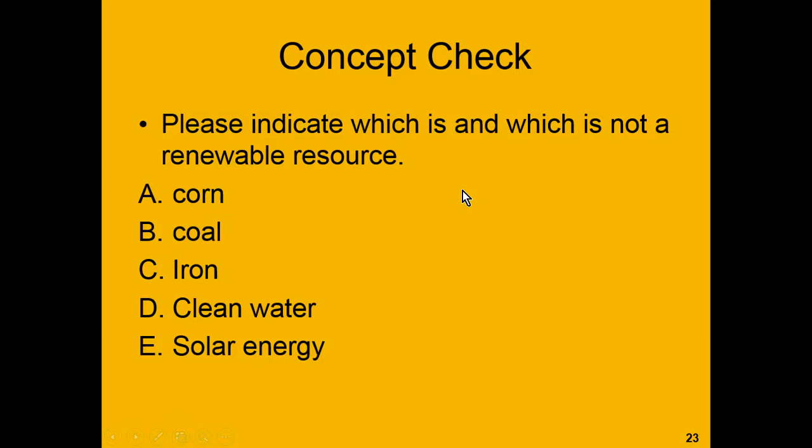Alrighty, class, if we look at which is and which is not a renewable resource, anything that can be regenerated, so corn, clean water, and solar energy are all going to be considered renewable resources. They can be regenerated within a usable time frame. But coal and iron are non-renewable resources. They cannot be regenerated within a relatively short time period.